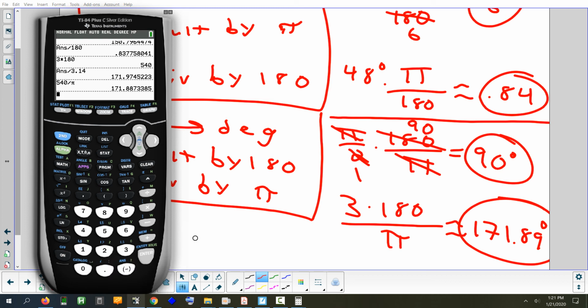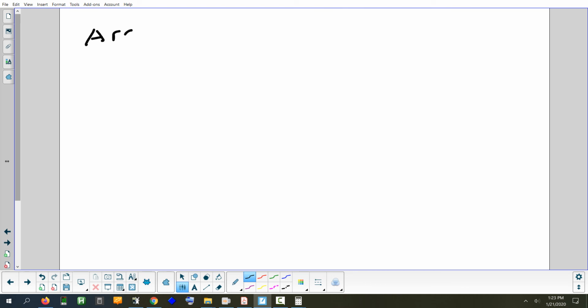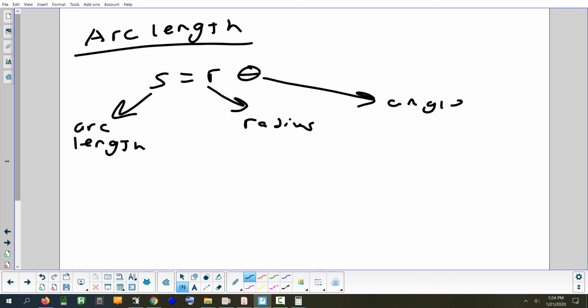That is how you change from radians to degrees. Right, so let's take a look at another topic, arc length. In order to do arc length, you need a formula. And the formula is S equals R theta. S is your arc length. R is a radius. Theta is an angle. But it has to be in radians.